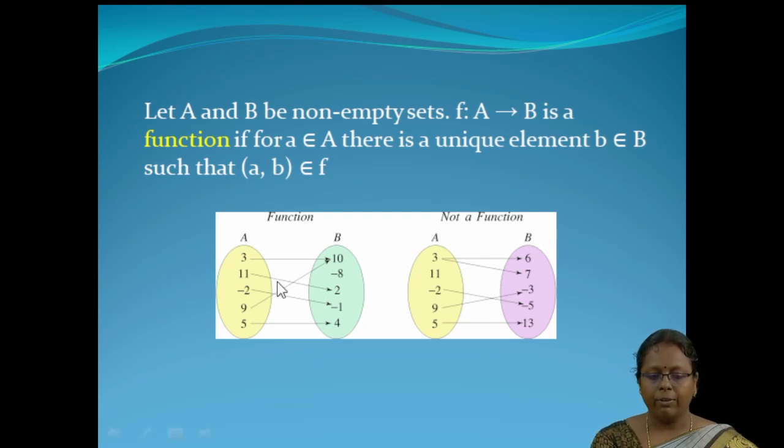For example, in the first figure, in the set A there are elements 3, 11, minus 2, 9 and 5, and in the set capital B there are elements 10, minus 8, 2, minus 1 and 4. So for each element in capital A there is a unique element in B. 3 is mapped to 10, 11 is mapped to 2, minus 2 is mapped to minus 1, 9 is mapped to 10 and 5 is mapped to 4. So this is an example of a function. Consider this figure. 3 is mapped to 6 and 7. Also 11 does not have any image. Therefore this figure is not a function.